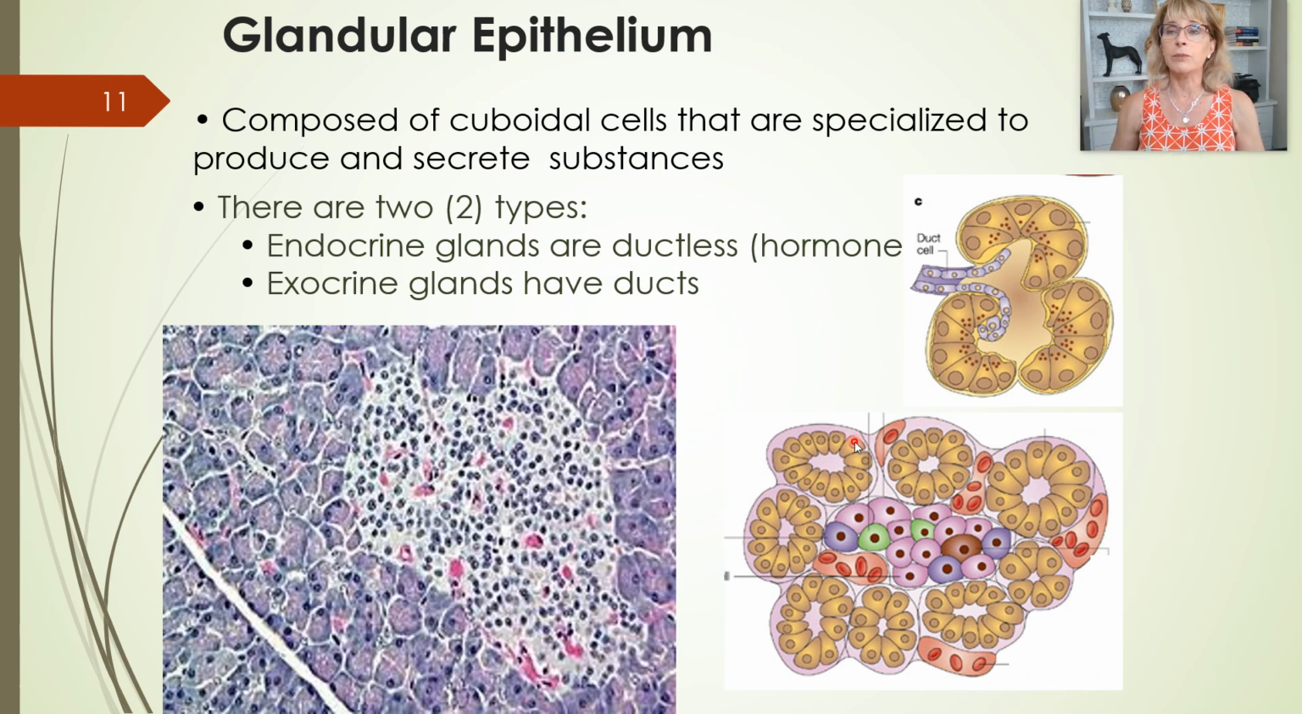We call it exocrine because exo means to go to the outside. So exocrine, they make stuff that goes to the outside. Sweat glands would be exocrine glands too.